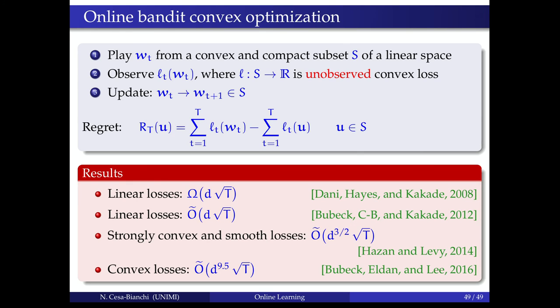Only recently people could get the square root T bandit rate for any convex loss. And this is currently the best dependence on the dimension, which was gotten already a few weeks ago. And Sebastian will tell you about that in less than a month, in the next workshop.